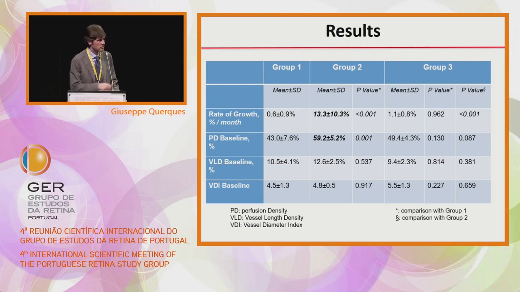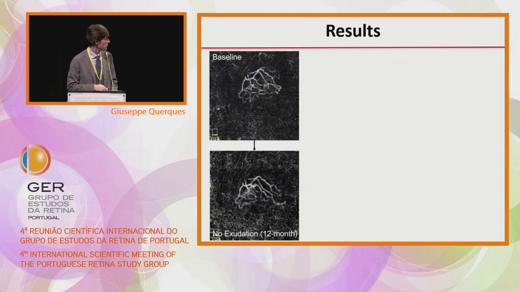Another striking point is this. When you look at group 2, and again, group 2 is the one that is showing exudation early, before 6 months, the perfusion density, the packing of vessels inside the CNV, is significantly higher as compared to quiescent in group 1 and group 3. Okay? I will show you an example.